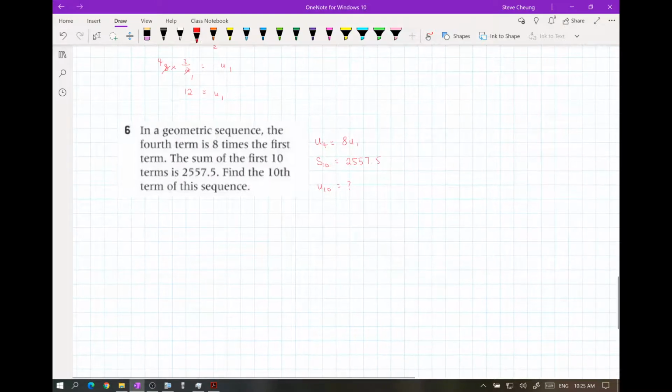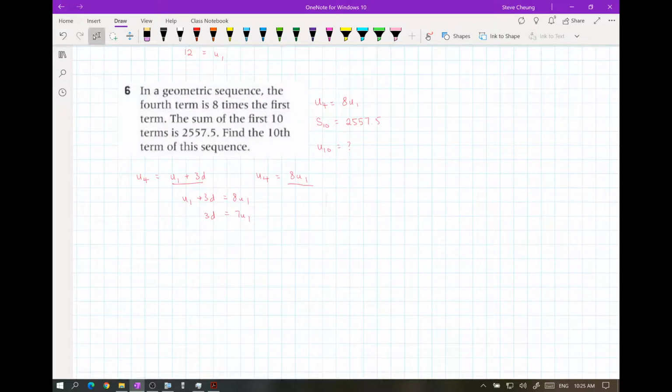With the fourth term, what we can actually rewrite this as is u4. Technically, it can be written as u1 plus 3d. N minus 1 here is 4 minus 1, so it's just 3 times the difference. But in addition, we also know that this is true. So if I equate these two statements, I have u1 plus 3d equals 8u1. So therefore, 7u1 equals 3d. And I think this will be important later on.